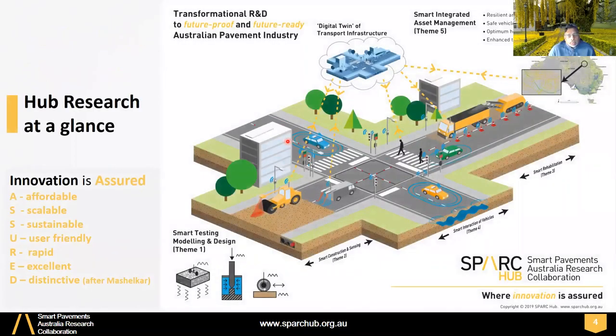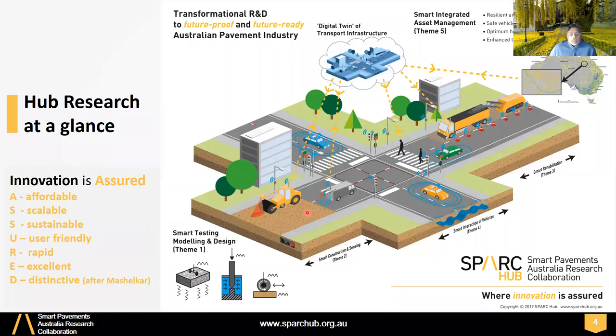This picture depicts the hub research at a glance. If you start from the left side of this picture, you can see the smart testing, modeling and design, where we try to develop new testing methods relevant to pavement engineering, starting from triaxials and so on, and design methods and specifications. Then coming to construction, we also try to advance sensing. Intelligent compaction is one of the themes. Then when the pavement is in operation, how do we assess the condition? We are using techniques like GPR, thermal imaging, and so on.